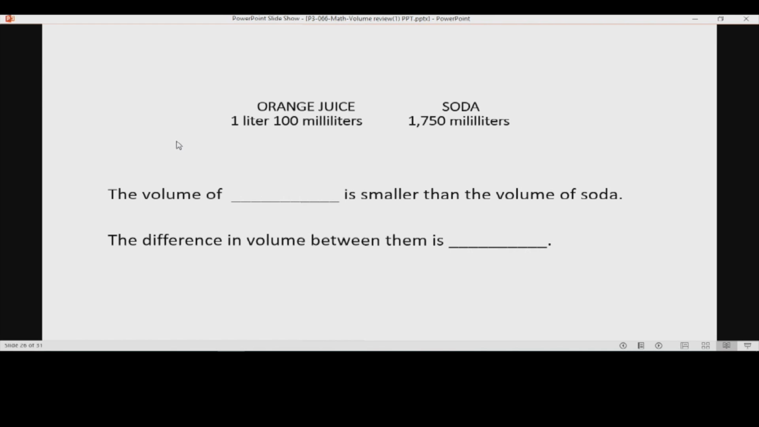Now, let's take a look. What's the volume of the orange juice? 1 litre, 100 millilitres. What's the volume of soda?